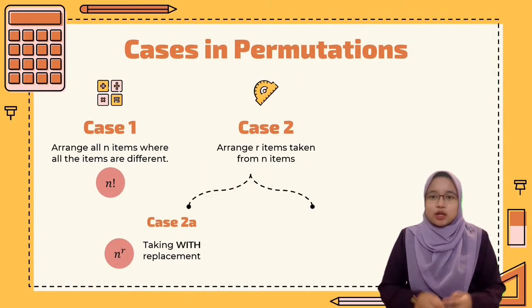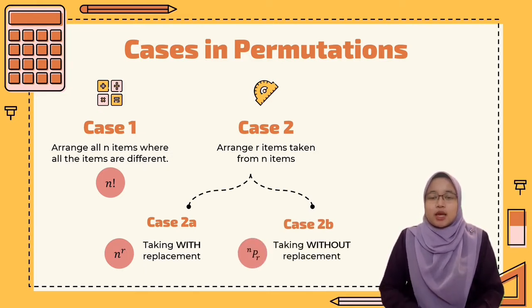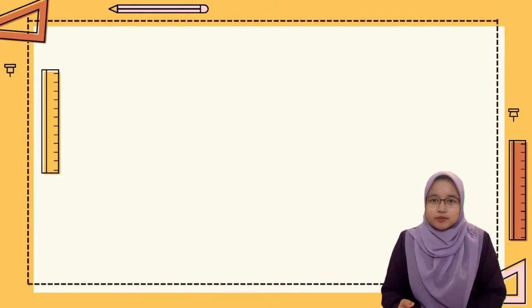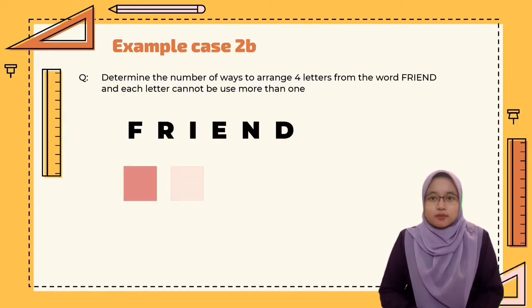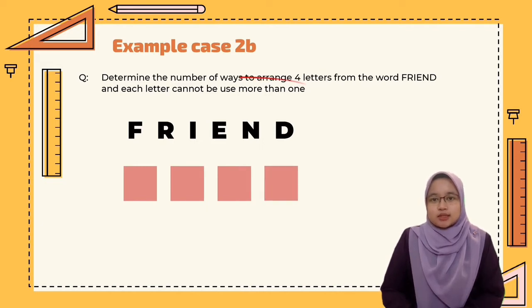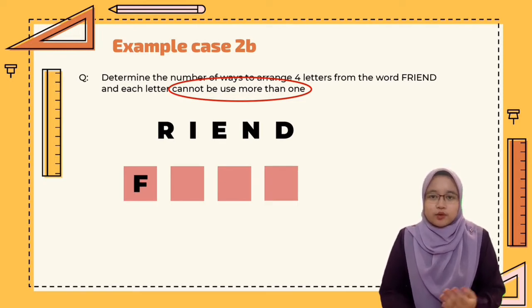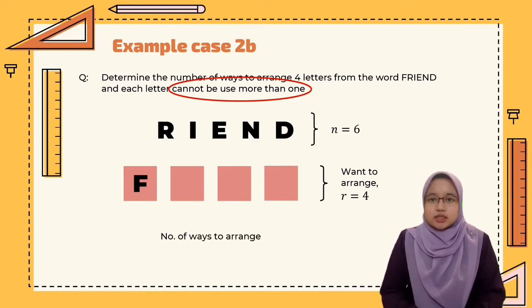Case number 2B is when we take the item and don't put it back, which we call taking without replacement. The number of ways to arrange this is given by nPr. As an example, here we have the word friend and we want to arrange 4 letters out of the word. Each letter cannot be used more than once, which means we will take without replacement. There are 6 letters in the word friend, so n is equal to 6. We want to arrange 4 letters from the 6 letters, so r is equal to 4. So the number of ways to arrange the letters is 6P4, which equals 360.